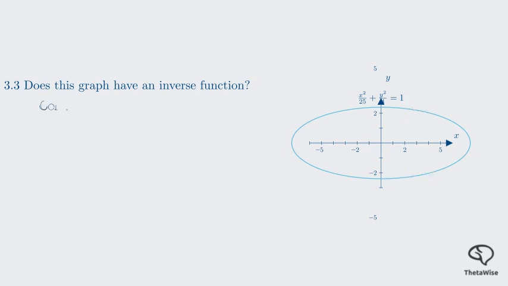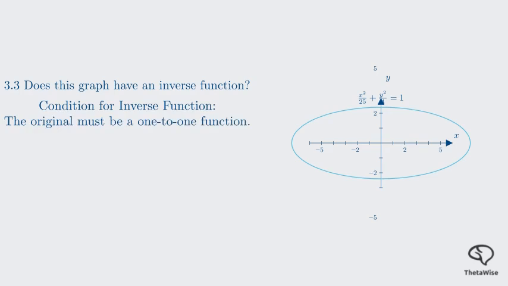The condition for having an inverse function is even stricter. It must be a one-to-one function, which means it must pass both the vertical line test and the horizontal line test. Since our ellipse isn't even a function, it cannot possibly be a one-to-one function. Therefore, the answer is no. The graph does not have an inverse function.